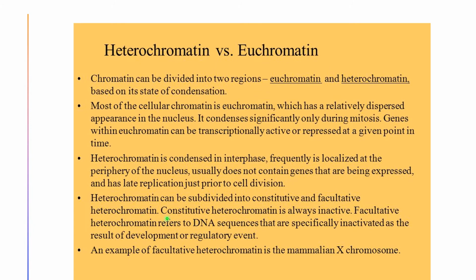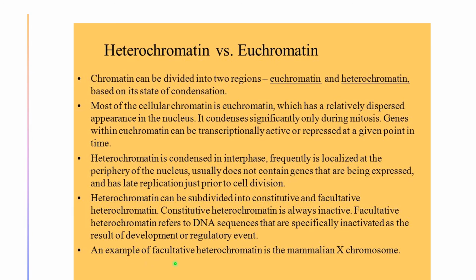Next, heterochromatin can be divided into two types. One is constitutive and the other one is facultative heterochromatin. Constitutive heterochromatin is always inactive because it always remains as heterochromatin. Facultative heterochromatin refers to the DNA sequences that are specifically inactivated as a result of a development or regulatory event. Sometimes this facultative heterochromatin can be interconvertible between constitutive and facultative.